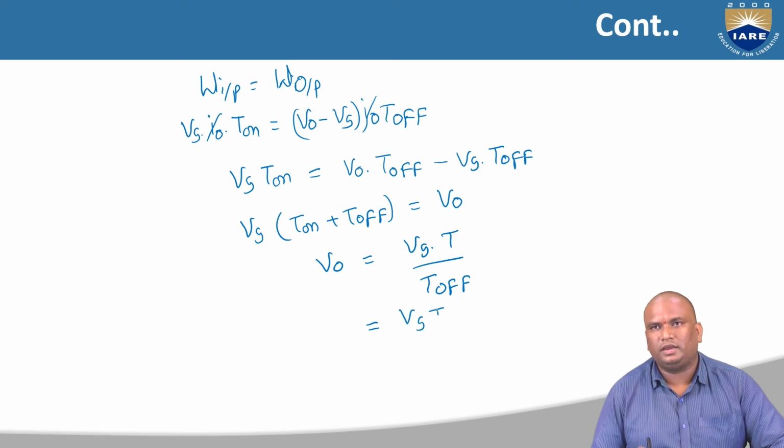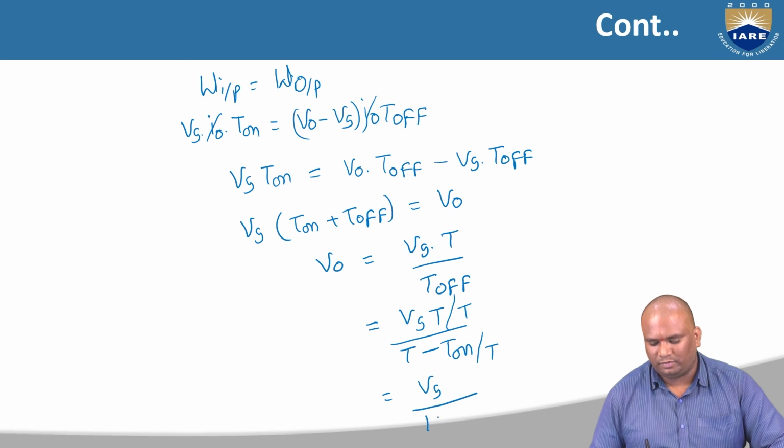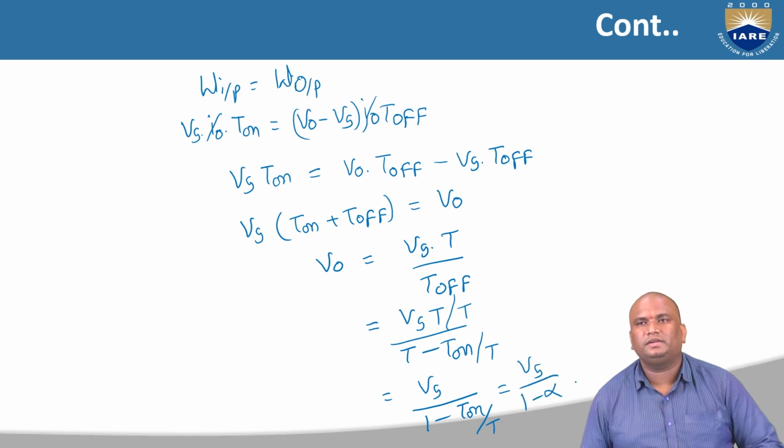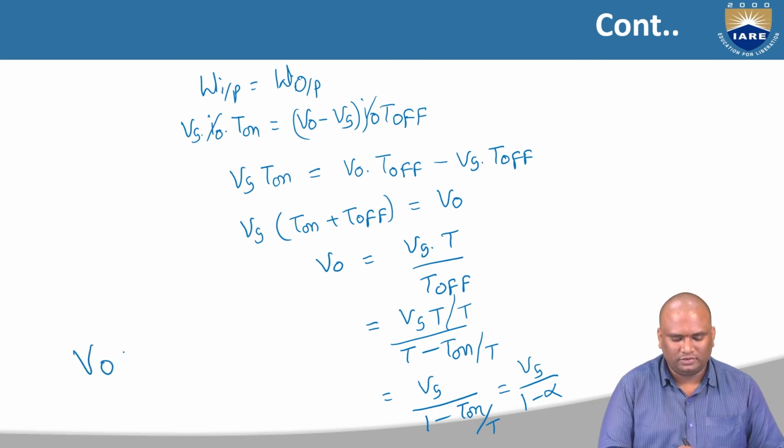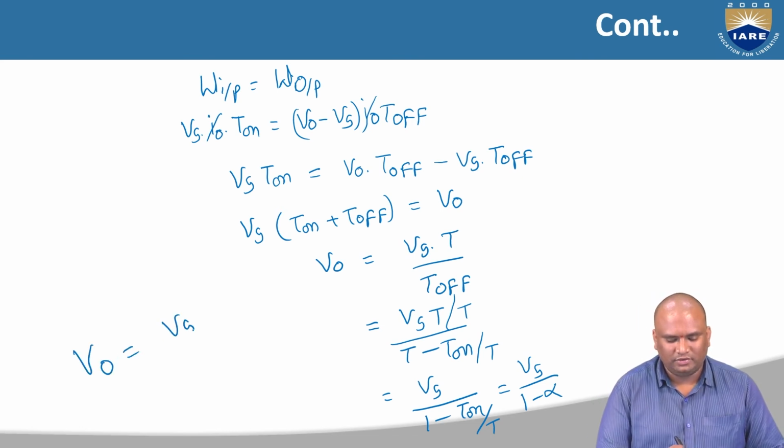Vs into T by (T minus T on). If we divide both the numerator and denominator by T, you will get Vs into 1 minus T on by T, which is equal to Vs by 1 minus alpha, or 1 minus delta. So here the average output voltage V naught we are getting is Vs by 1 minus alpha.